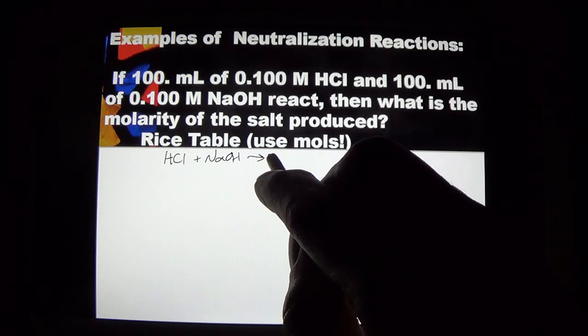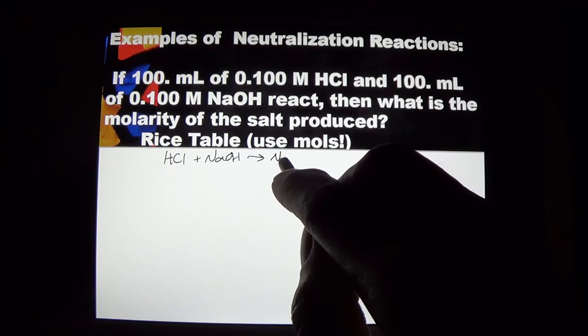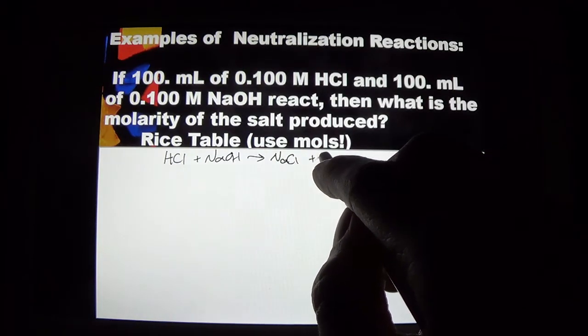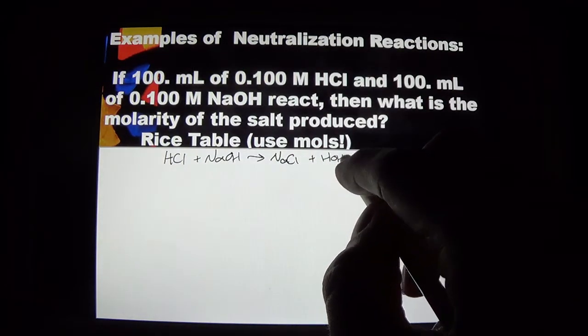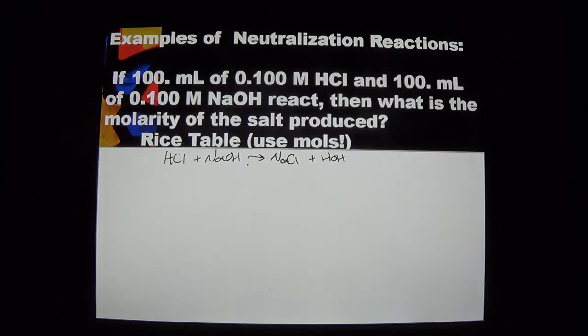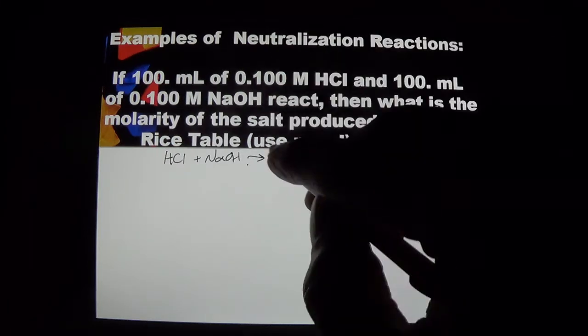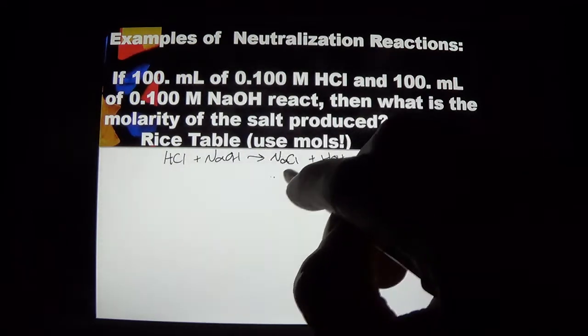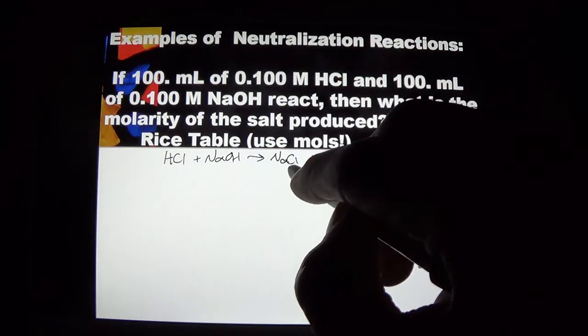They're going to form a salt, which is NaCl, and water. Now notice how this is a double replacement reaction. Most definitely an acid-base neutralization is a double replacement reaction. Okay, so that's helped me focus. I want to know how much sodium chloride, what that concentration is going to be.